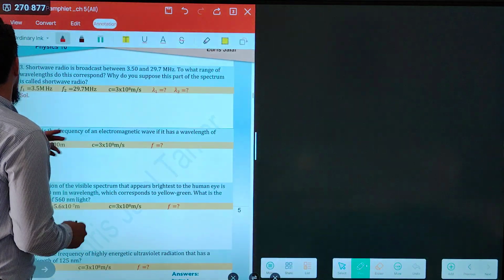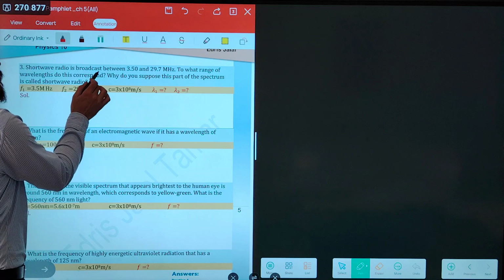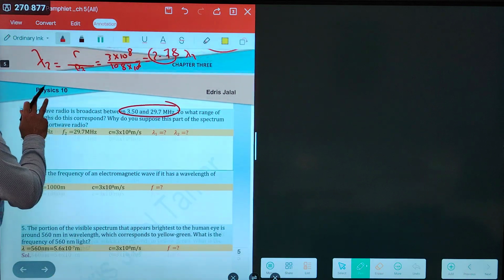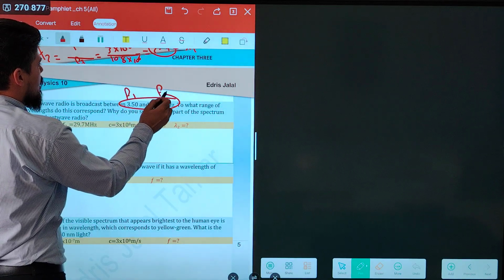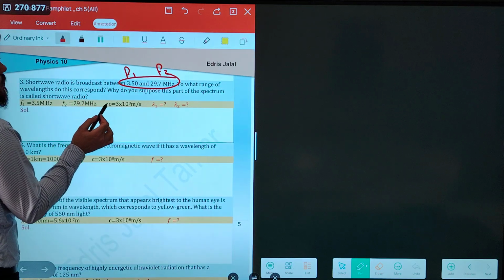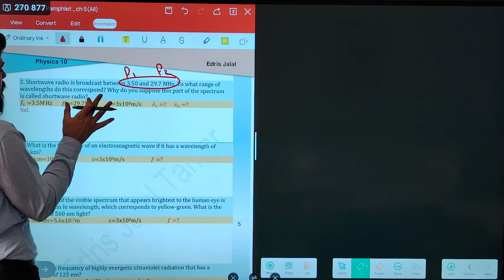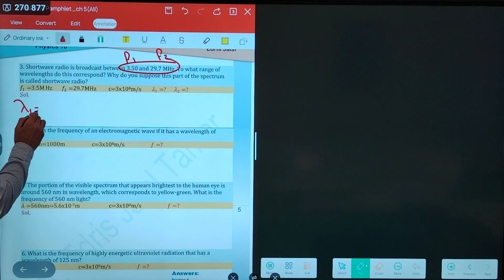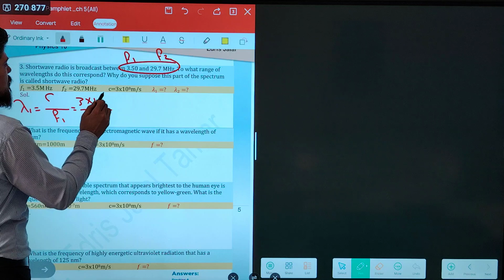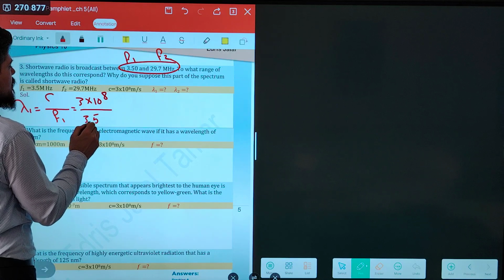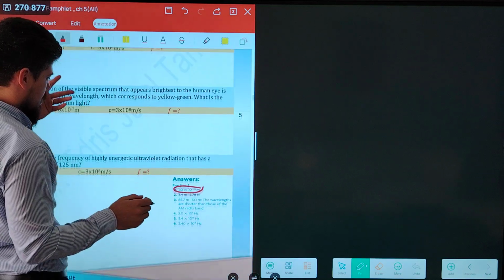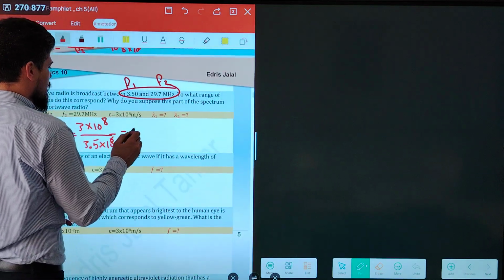This is question 2. Question 3: shortwave radio is broadcast between 3.5 and 29.7 megahertz, exactly the same kind of question as we solved here. This is F1, this is F2. Convert megahertz to hertz, multiply by 10 to the power 6. So we have to find the range of the wavelength. Lambda 1 is equal to C over F1, 3 times 10 to the power 8 over 3.5 times 10 to the power 6, which is 85.7 meters.